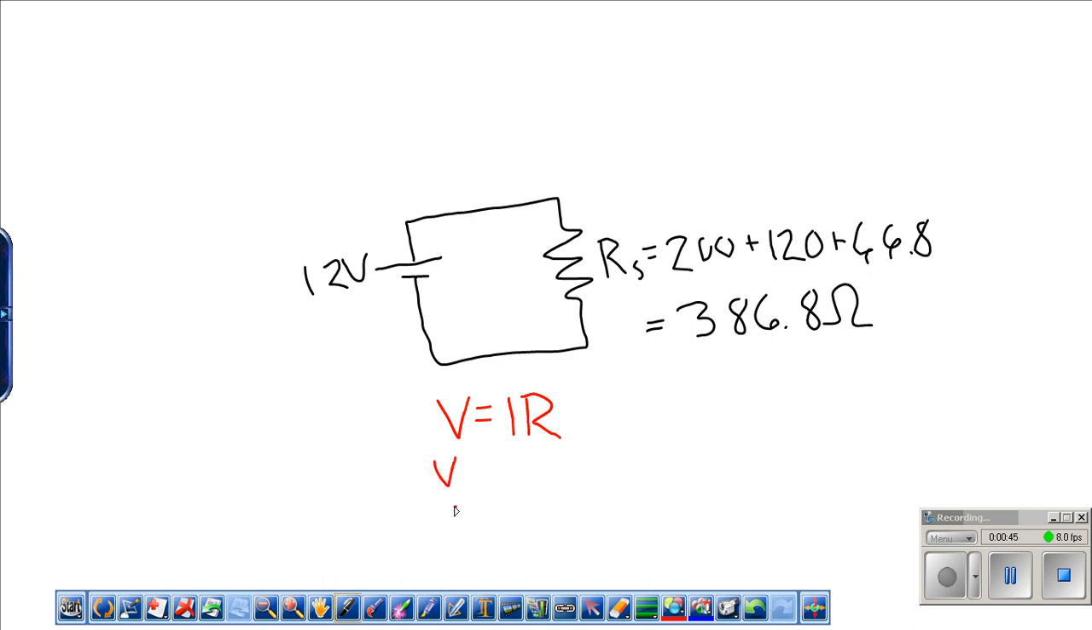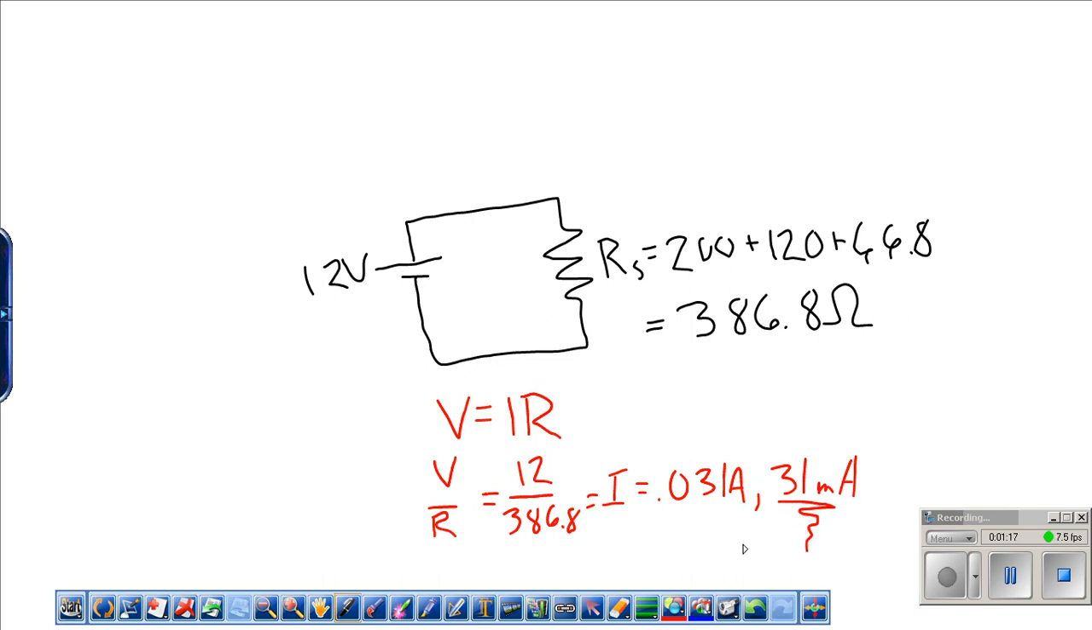So taking V divided by R, which will equal 12 divided by 386.8 will equal I, our current, which turns out to be 0.031 amps, or as some electrical engineering types would call it, 31 milliamps. Good number to write down, very useful for our circuit. So we've got 31 milliamps flowing through that one equivalent resistor.